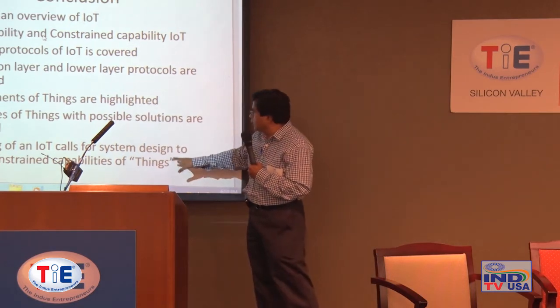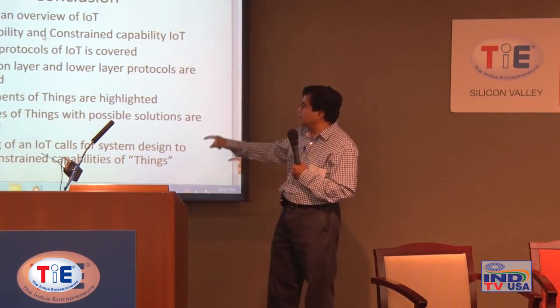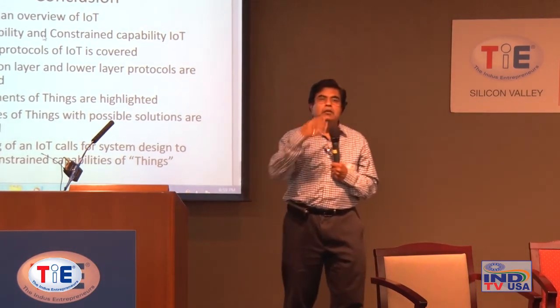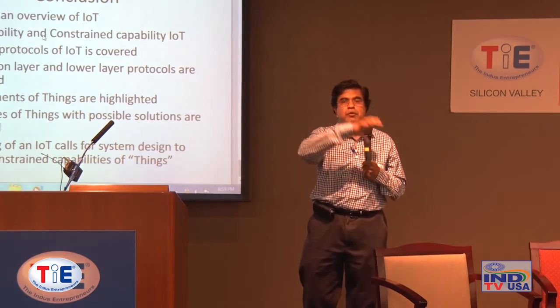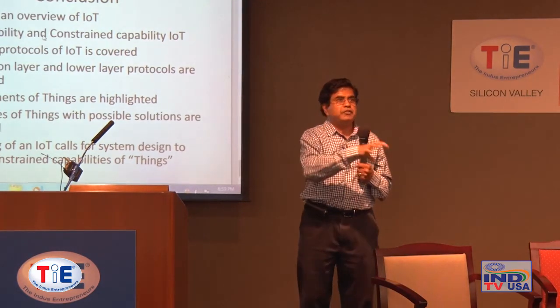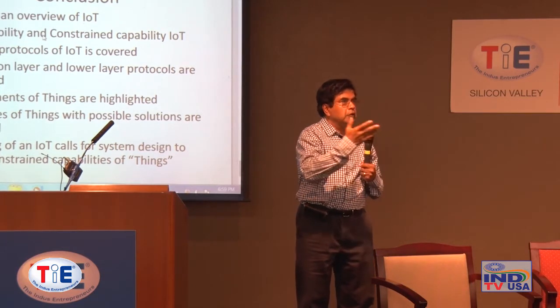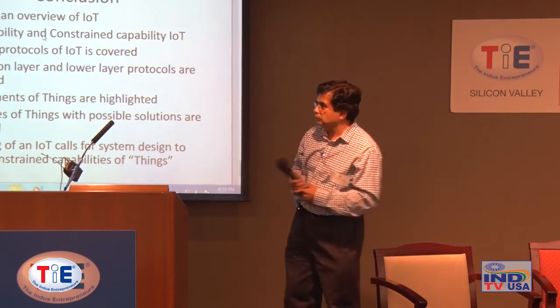And the main thing is that designing for IoT calls for a system design to match the constrained capabilities of things. So basically, because the things are constrained, we have to design around that. The whole system has to be designed around that to meet the power, cost, and other targets. That's all.